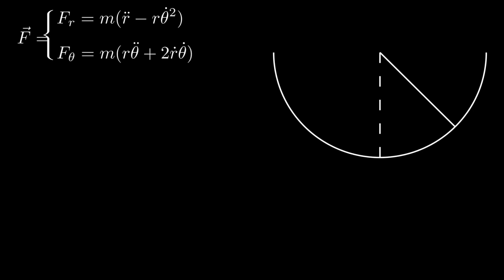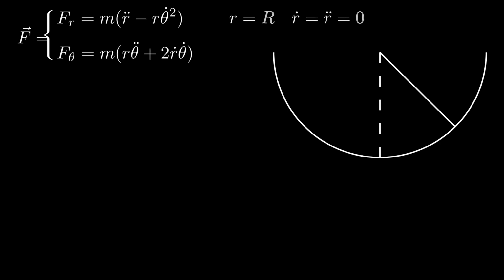In part B, the skateboarder begins to oscillate back and forth about the bottom of the half-pipe, and we're asked to find the angular frequency of these oscillations. We'll begin by writing down Newton's second law in polar form, which gives us a radial force and a force in the direction of theta, where F_r is m times r double dot minus r theta dot squared, and F theta is m times r theta double dot plus 2 r dot theta dot.